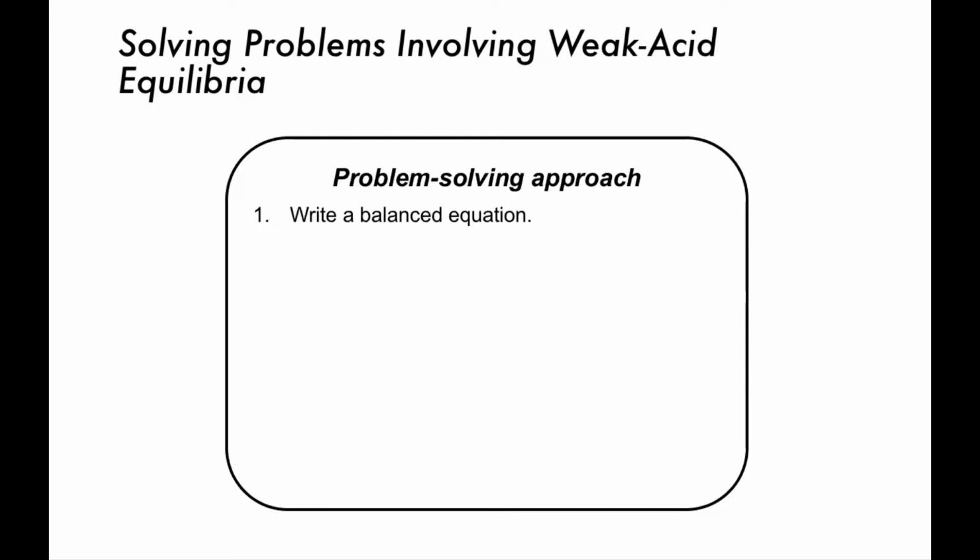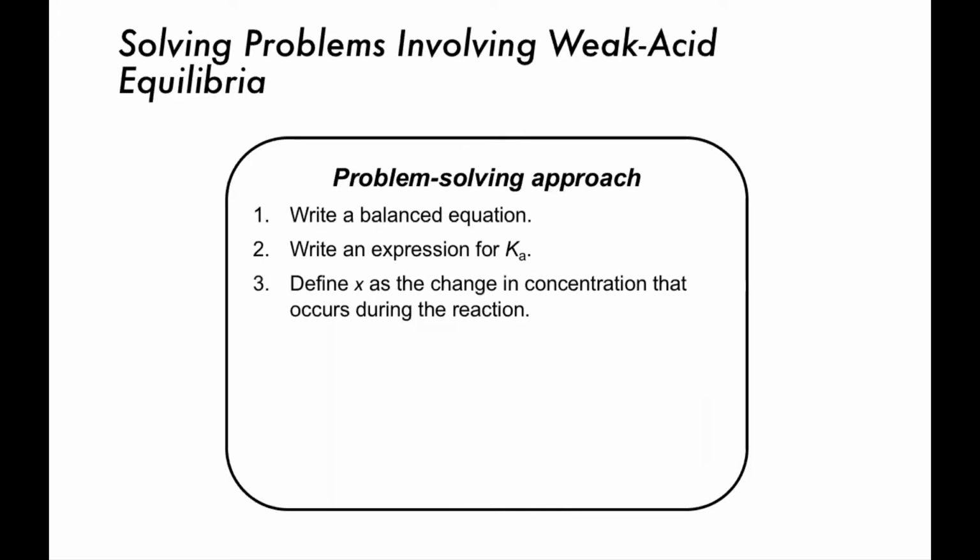And the first step is, as always, to write a balanced equation. We might not always be given a balanced equation, and thus it is important for us to make sure that we are writing a balanced equation. Then we'll write out our expression for Ka. Remember that Ka is just a special form of Kc, the equilibrium constant, which we saw in previous lectures. And then we'll be asked to define X as the change in concentration that occurs during the reaction.